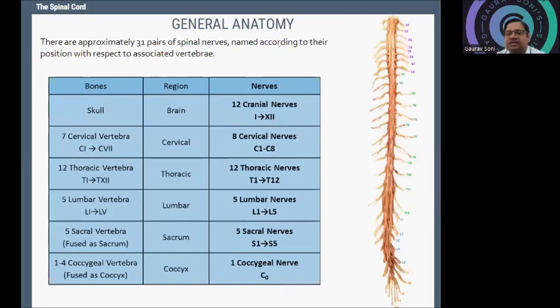Now, talking about the general anatomy. There are approximately 31 spinal nerve pairs. Everybody knows, I think: the skull and brain have 12 cranial nerves. There are 7 cervical vertebrae but 8 cervical nerves, C1 to C8. 12 thoracic vertebrae, 12 thoracic nerves; 5 lumbar vertebrae, 5 lumbar nerves; 5 sacral vertebrae, 5 sacral nerves; and 1 to 4 coccygeal vertebrae, which are actually fused, so only one coccygeal nerve will be there. This is how you can identify all 31 pairs.